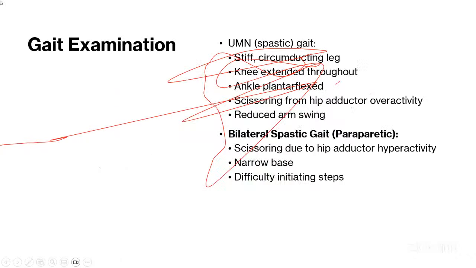Next in the examination, the next thing we have to examine is gait. Usually it will be a spastic gait, stiff circumduction. If it's a hemiplegia, they may have hemiparesis. They may have a circumducting leg, knee extended throughout, ankle plantar flexed, scissoring from hip adductor overactivity, and reduced arm swing. And if they have bilateral lower limb UMN lesions, they may have a bilateral spastic gait like scissoring due to hip adductor hyperactivity, narrow base, and difficulty initiating steps.